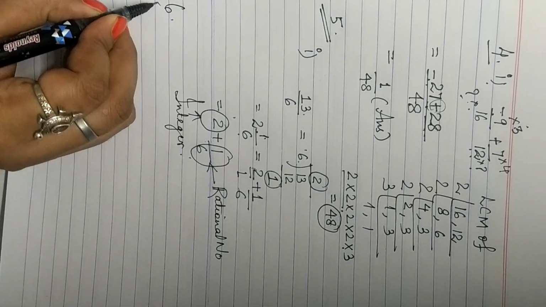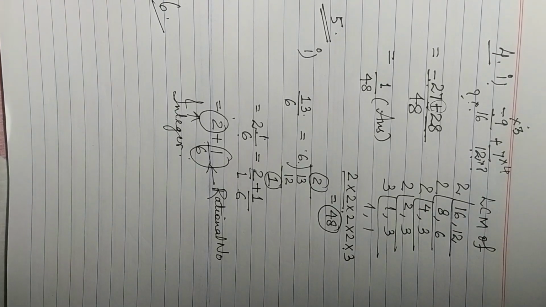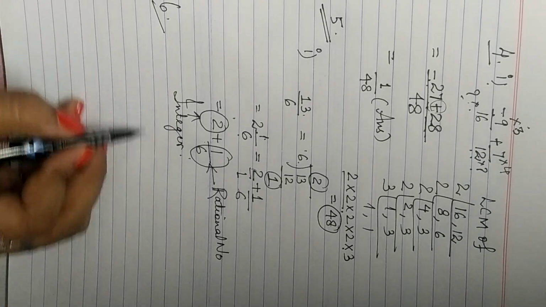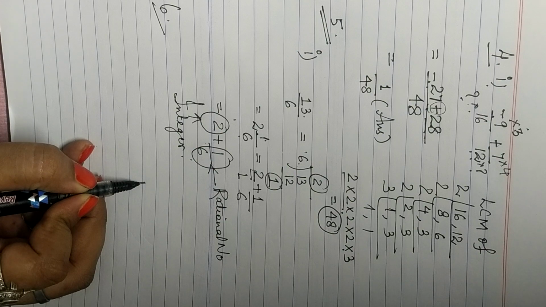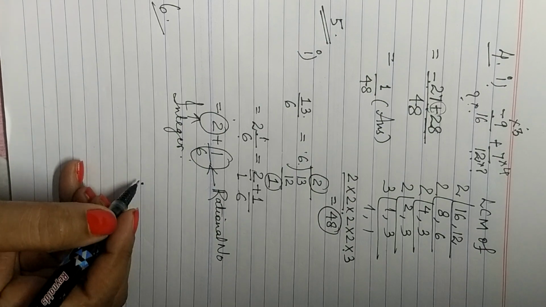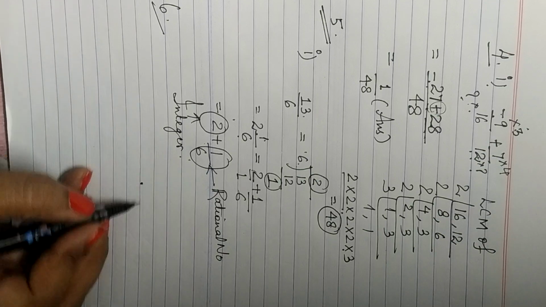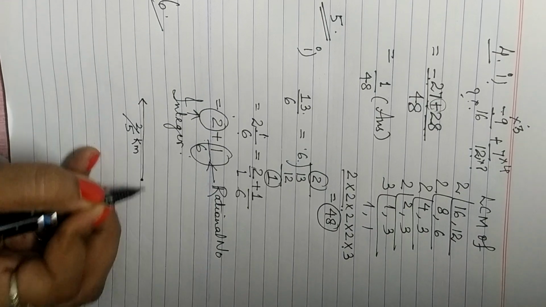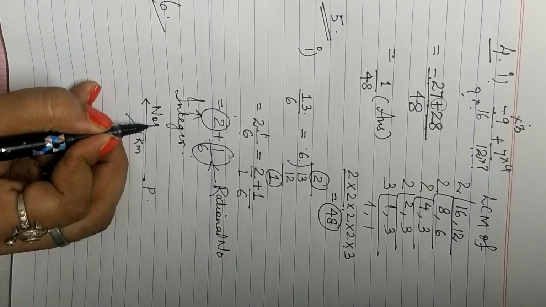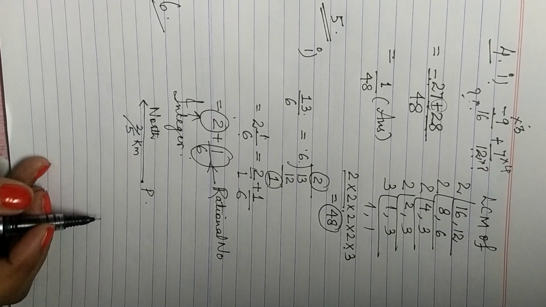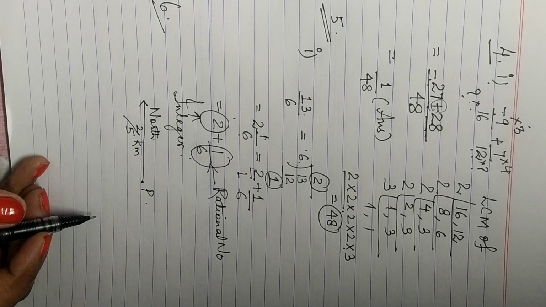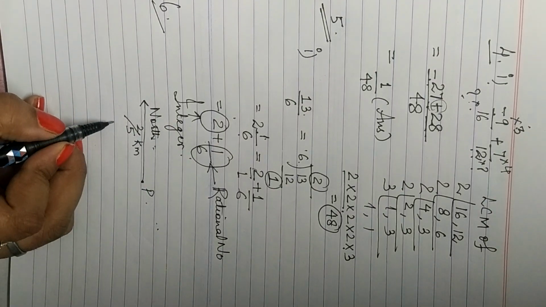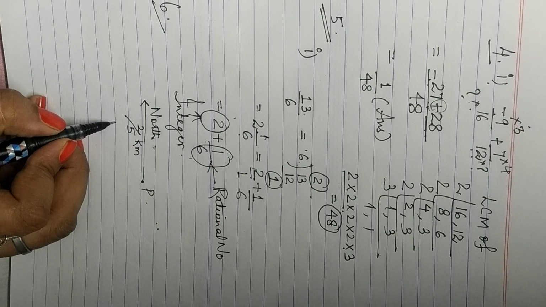Question number 6. Anshaj walks 2 by 5 kilometers from a place P towards the north. That means the person is going towards the north for 2 by 5 kilometers, wherever the direction may be, towards the north. Then from there, 2 by 3 kilometers towards the south. Now, north and south are in opposite direction if you know. So, 2 by 3 kilometers towards the south.